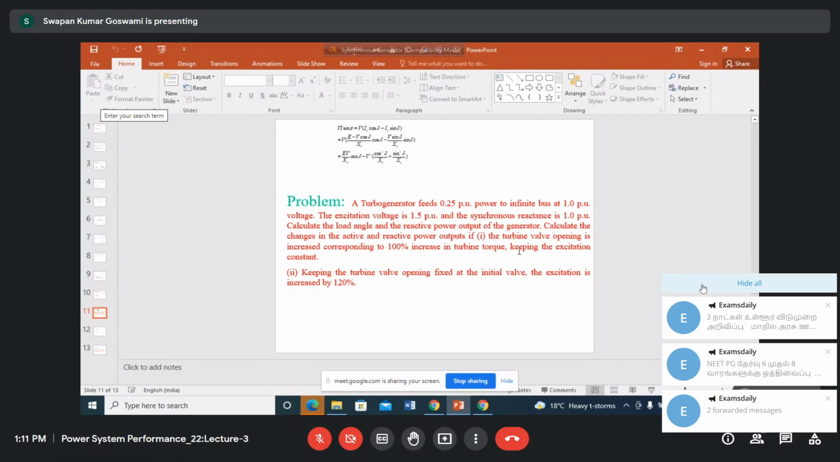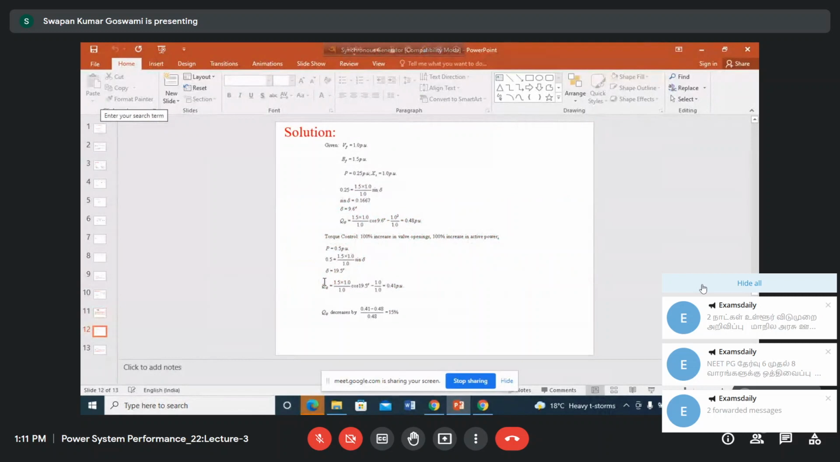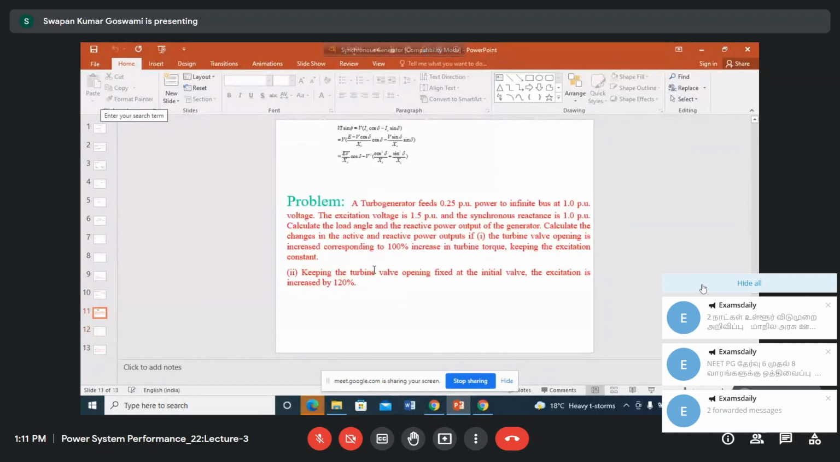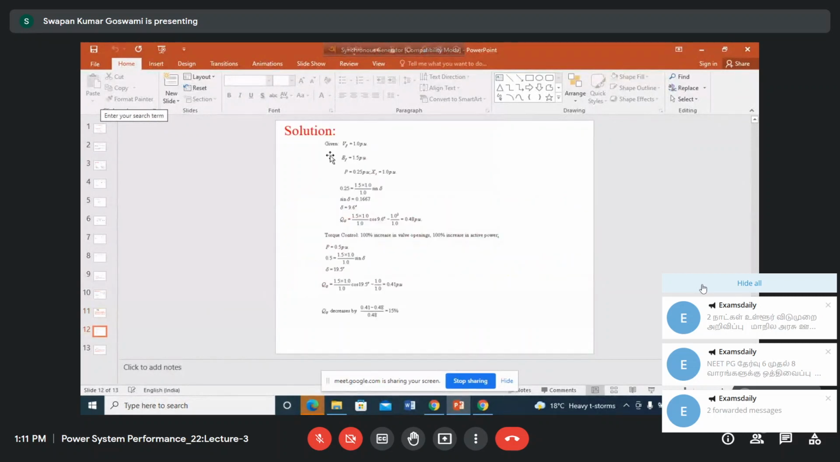Then you have the turbine valve opening is increased, keeping the excitation constant. Okay, and there is second control. So under this condition, you have to calculate the change in active and reactive power. Okay, so first part, you give that Ef is given, Vt is given, P is given, Xs is given.